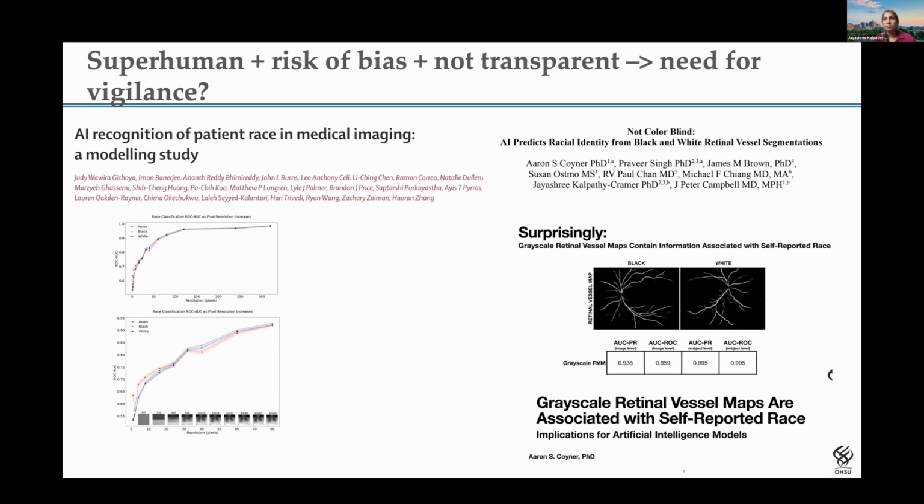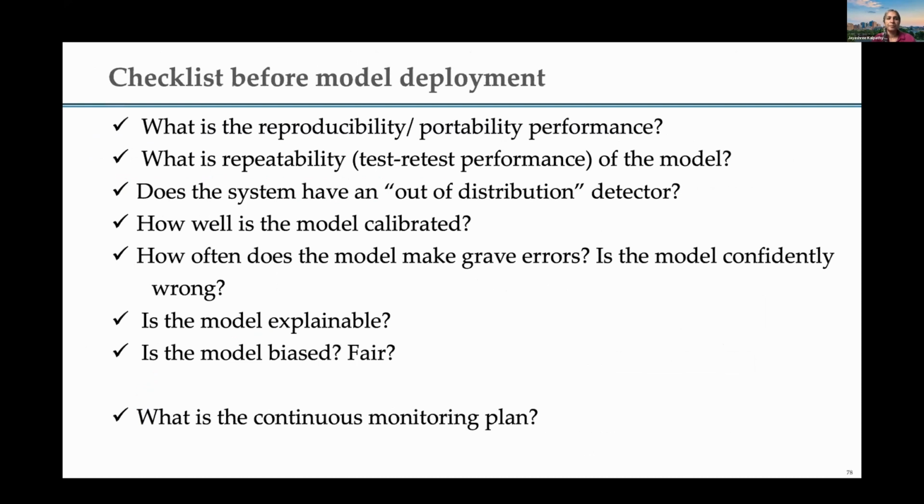So making sure we continue to test model performance in all of the populations of interest, and really, really carefully looking at concerns about hidden bias as well. So, sort of summarizing, here are the things that we think about before model deployment.